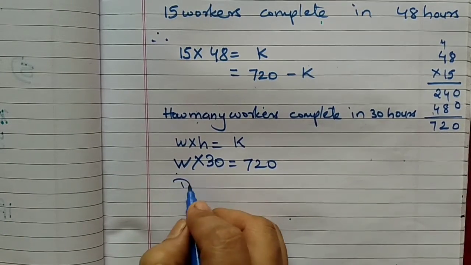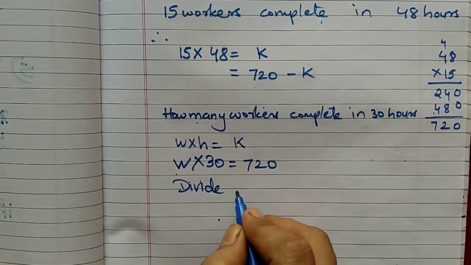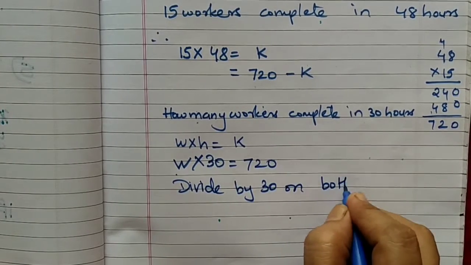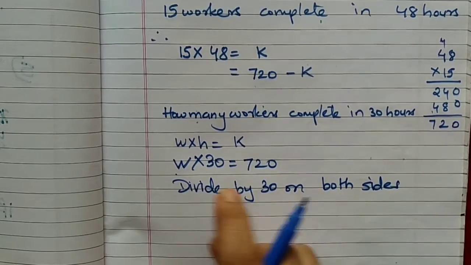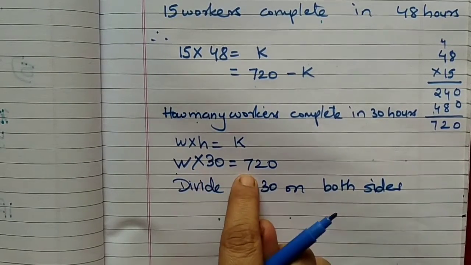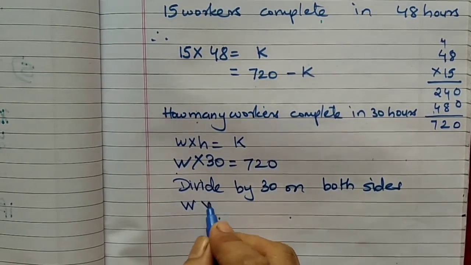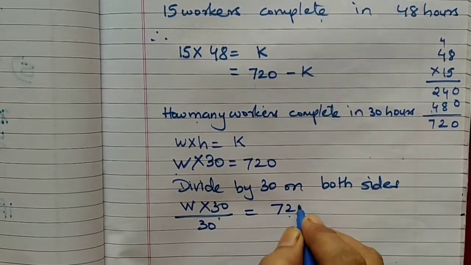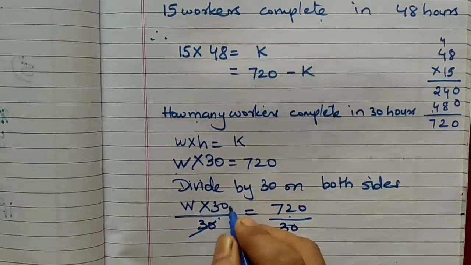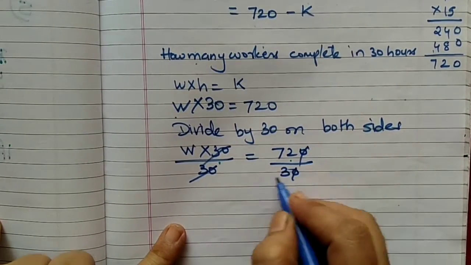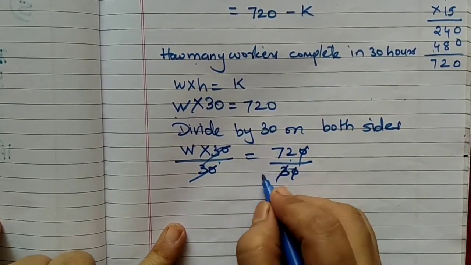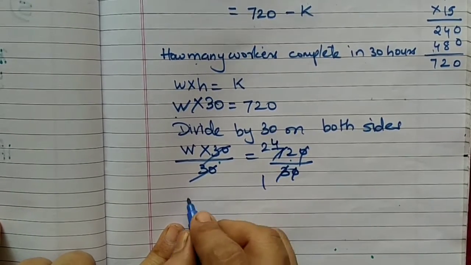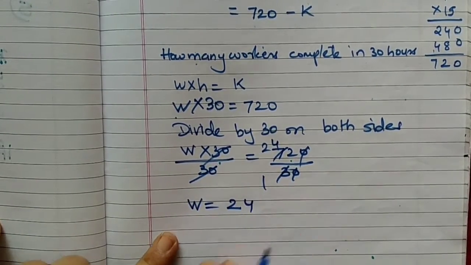Now we don't want this 30, so what do we do? We divide by 30 on both sides, because whenever we divide on this side we have to divide here also. So W into 30 upon 30 is equal to 720 upon 30. This 30 will cancel, this 0 will cancel. Now 3 ones are 3, 3 twos are 6, 1 will remain, 3 fours are 12. So W is equal to 24.